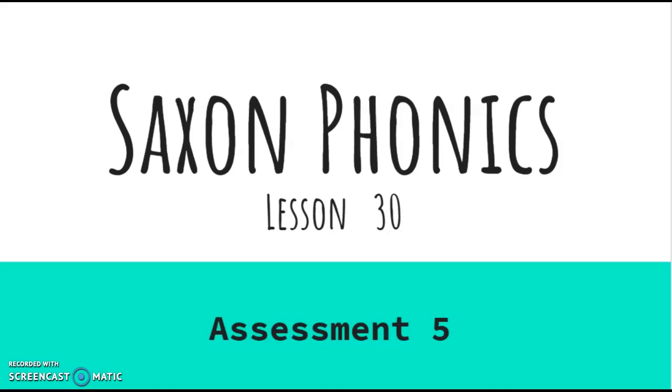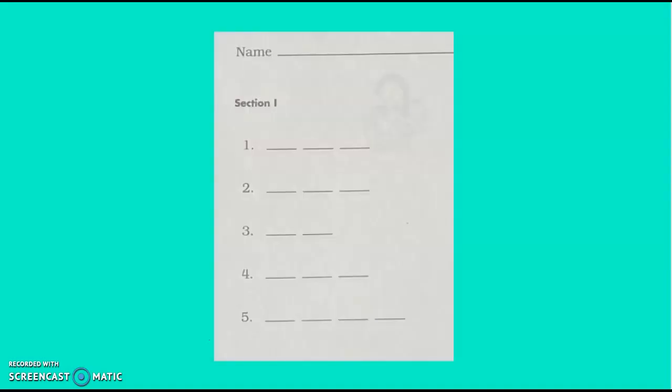Saxon Phonics, Lesson 30, and this is Assessment 5. Look at your paper and go to Section 1. Let's spell some words. I will say a word. The first word is big. Write the letter that makes each sound in big on line 1.